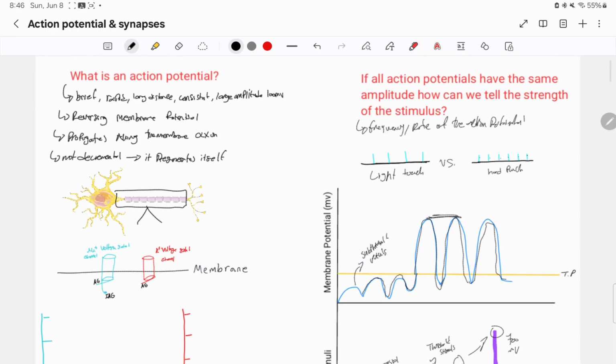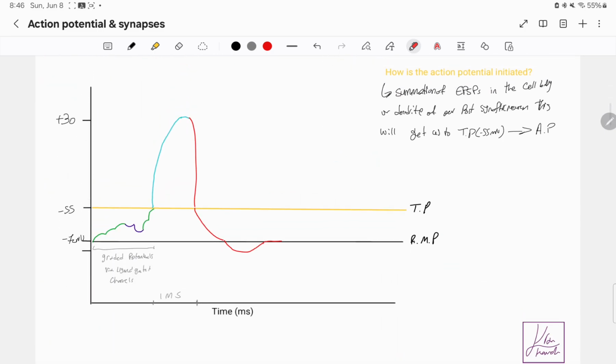Remember how I said the membrane reverses membrane potential with an action potential? Well, that's exactly what's happening here, guys. I'm reversing the membrane potential from negative 70 all the way to positive 30. That's insane. It's really crazy. So what do you think is happening here that's getting us so close to positive 30? What do you think is happening?